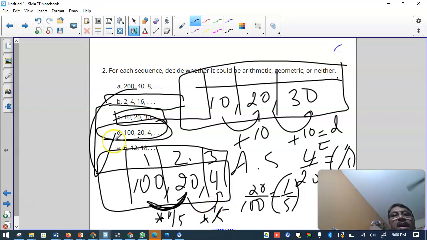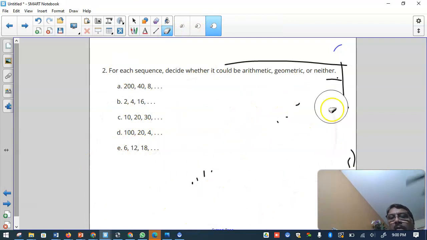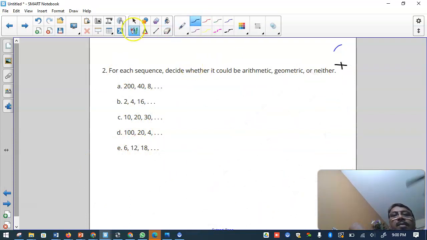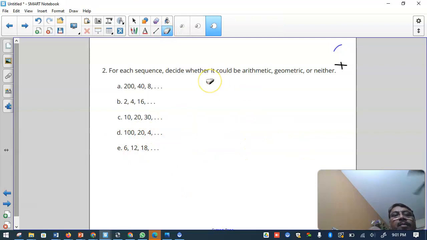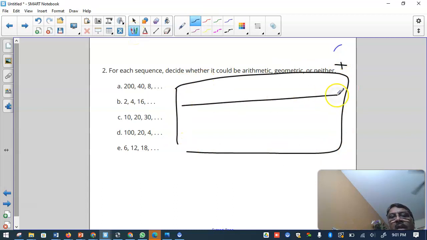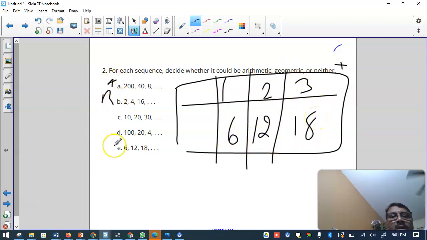And the last one is, I make a table like this. Okay, let me take a separate table. So one, the second one, the third one, and this number is 6. First one is 6, then 12 and 18. I can call this a of n, that means the number at the nth position.